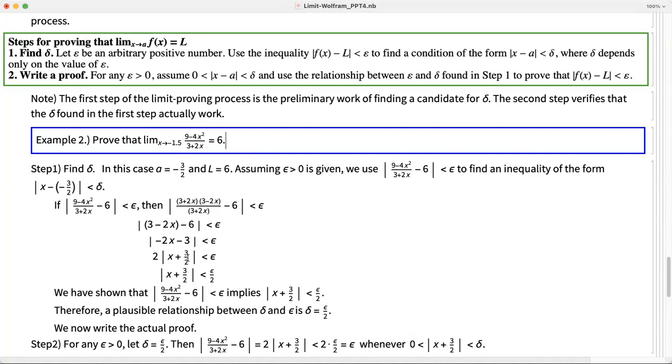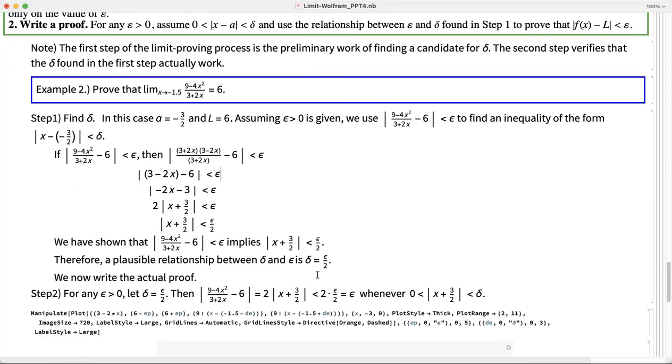So the left-hand side in the first inequality must be equivalent to that expression, which means this one also must be less than epsilon. Now we divide by 2 to isolate the absolute value of x minus a, so we get epsilon over 2. But that absolute value must be less than delta, which means delta must be epsilon over 2. So whenever we choose delta as epsilon over 2, then the absolute value of f of x minus L must be less than epsilon. That's how to find the relationship between epsilon and delta.